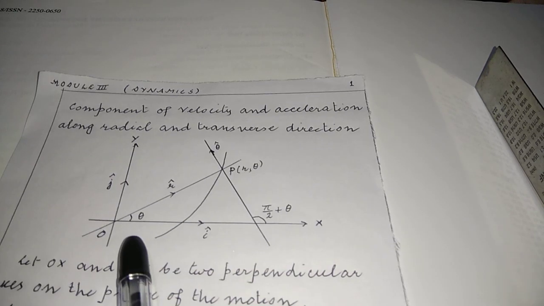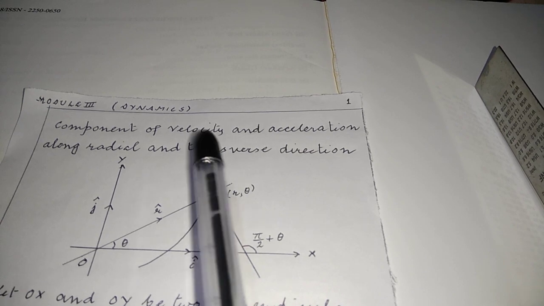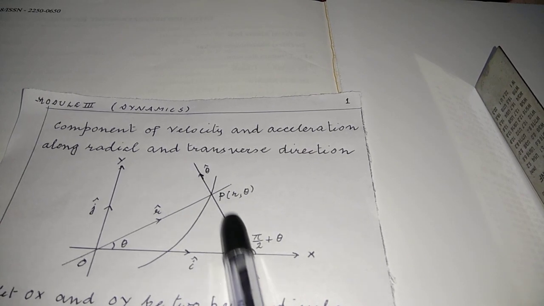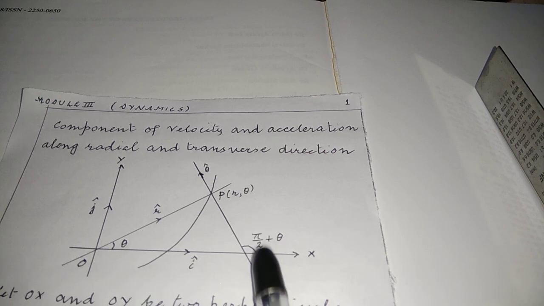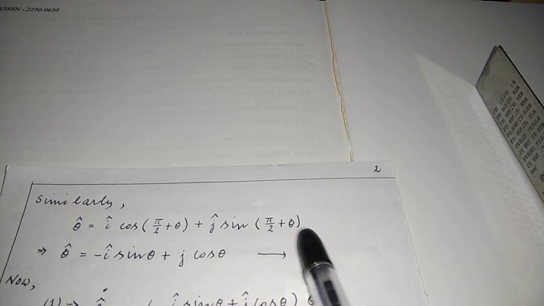So similarly we can write down the expression for theta cap also. What is the angle made by this line along the x-axis? It is pi by 2 plus theta. So theta cap we can write as i cap cos(pi by 2 plus theta) plus j cap sin(pi by 2 plus theta). Now you know the quadrant formula: cos(pi by 2 plus theta) is equal to minus sin theta, and sin(pi by 2 plus theta) is equal to cos theta. So the expression for theta cap is minus i cap sin theta plus j cap cos theta.